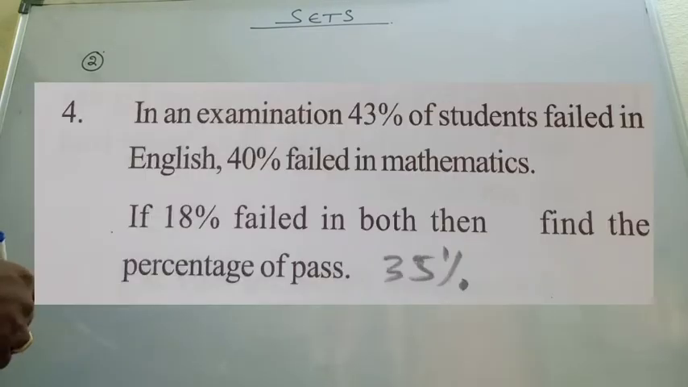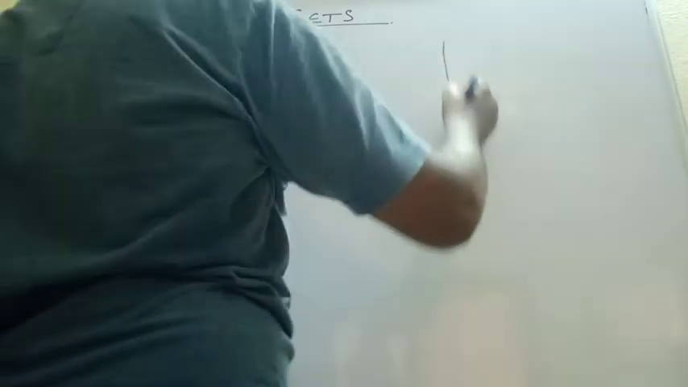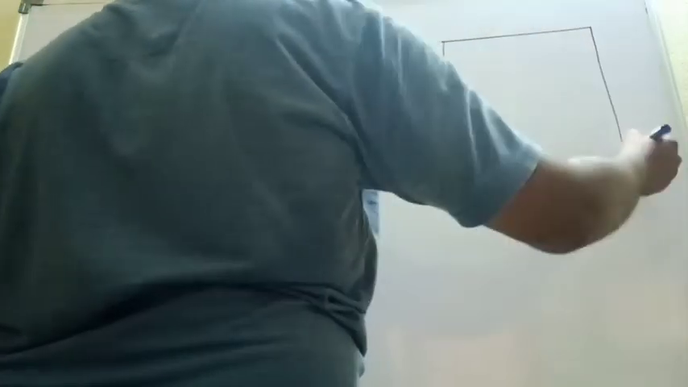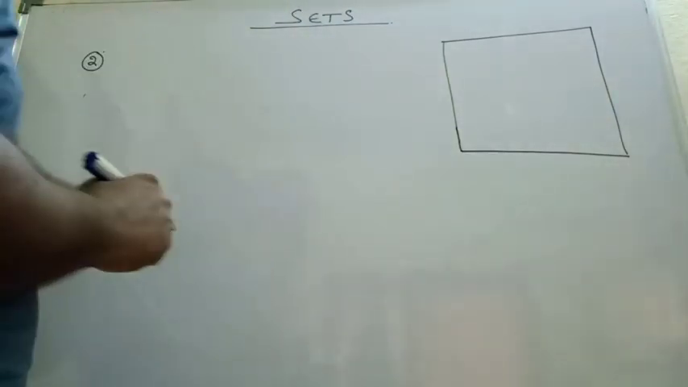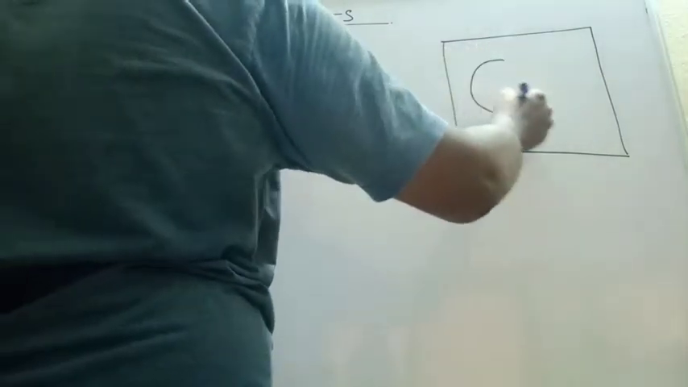The second problem is, in an examination 43% of students failed in English, 40% failed in maths. If 18% failed in both, then find the percentage of pass. Very nice problem. You see, my dear students, how we are going to do this particular problem, right? We have here, okay, 43% students failed in English. This one is English like this, and another one is mathematics, E and M, N of E, the number of students failed.